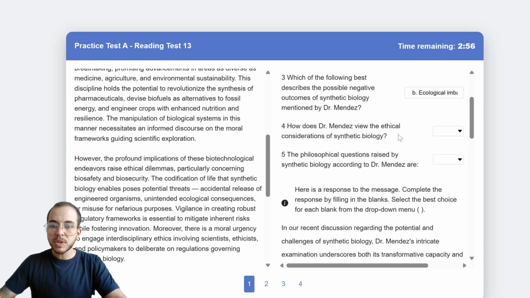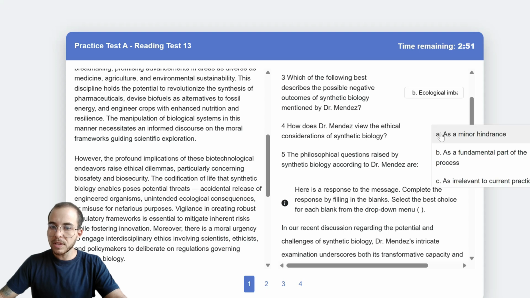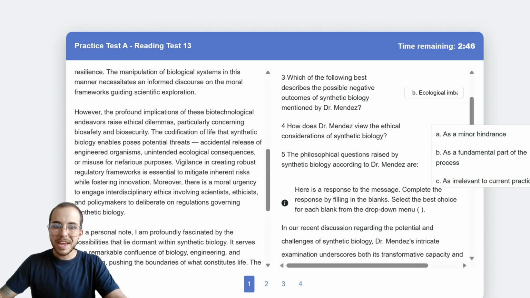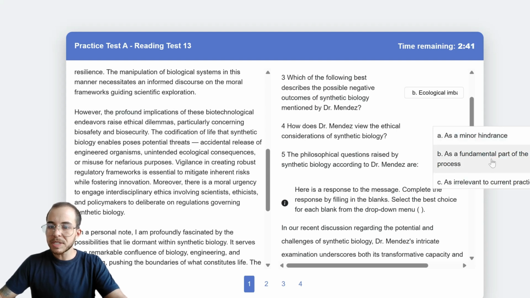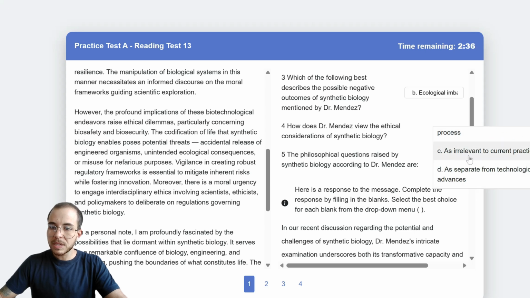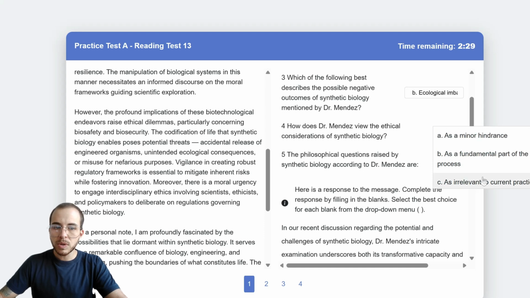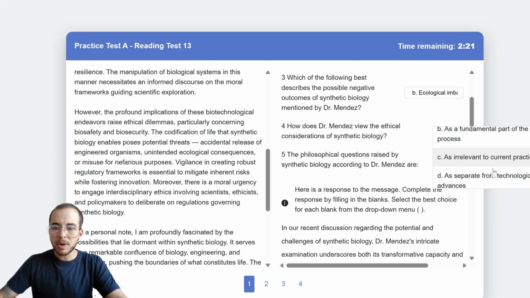How does Dr. Mendez view the ethical consideration of synthetic biology? How does she view it? Let's look. As a minor hindrance, no, there was many times where she said, this is profound. Profound means very large. As a fundamental part of the process, I don't think so. And as irrelevant to current practices, no. As separate from technological advances. Okay, so there's a few correct answers here. Definitely not A, definitely not C. I think it would be B, fundamental part of the process.